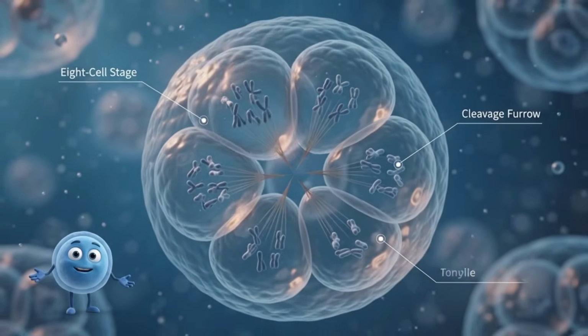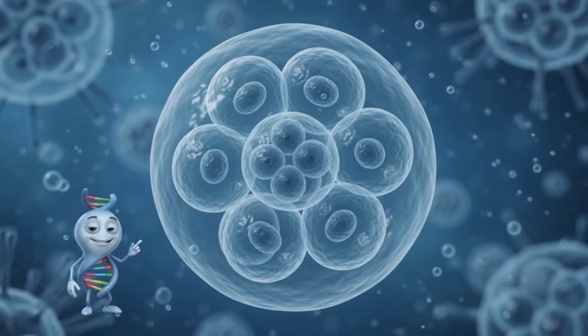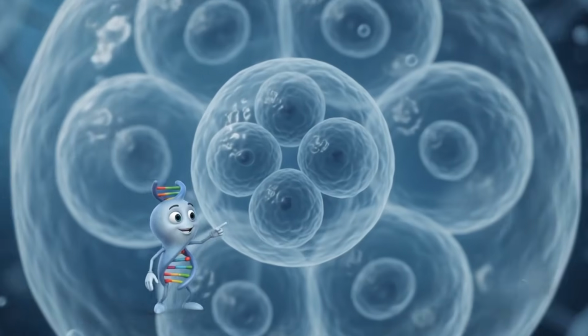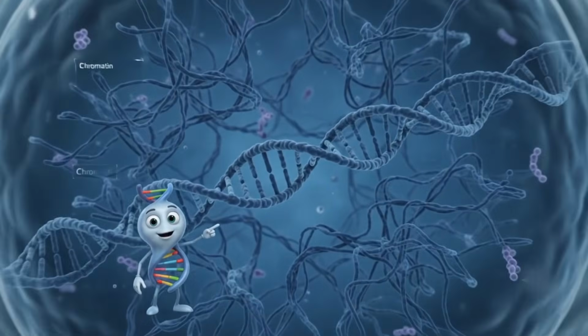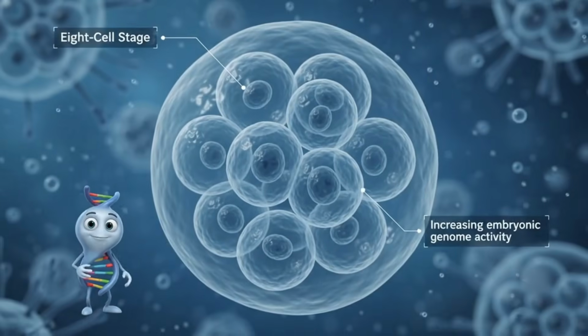As each blastomere divides, the cell number increases. The result is the 8-cell stage. At this early stage, the embryo is transitioning toward greater activity of its own genome. Genes begin to be expressed through molecular processes such as transcription, providing instruction.